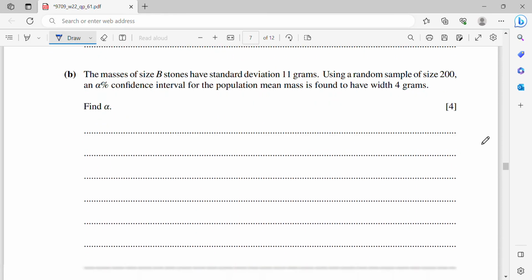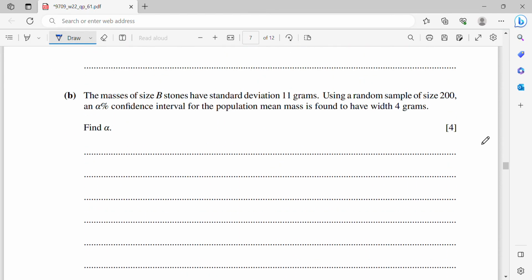Right, now for B, just now was A, now it's size B. The masses of size B stones have standard deviation of 11 grams. Using a random sample of size 200, that means n is 200, an alpha percent confidence interval for the population mean mass is found to have width of 4 grams. Find alpha.